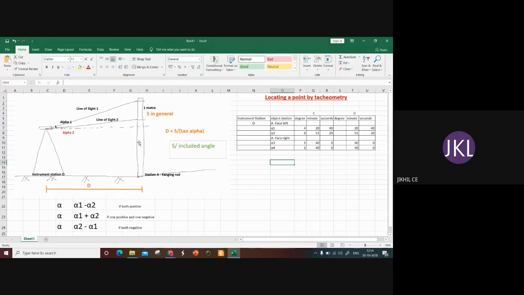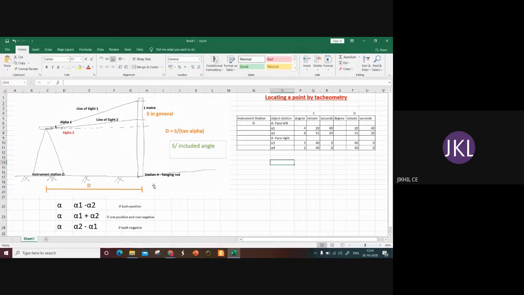Then after finding the internal angle, we are going to measure the distance D between instrument station O and station A. So distance D is equal to S divided by tan alpha. In the problem, it is given that the distance S is 1 meter. So 1 divided by tan of the included angle will give you the distance between the station and the ranging rod. Is it okay?